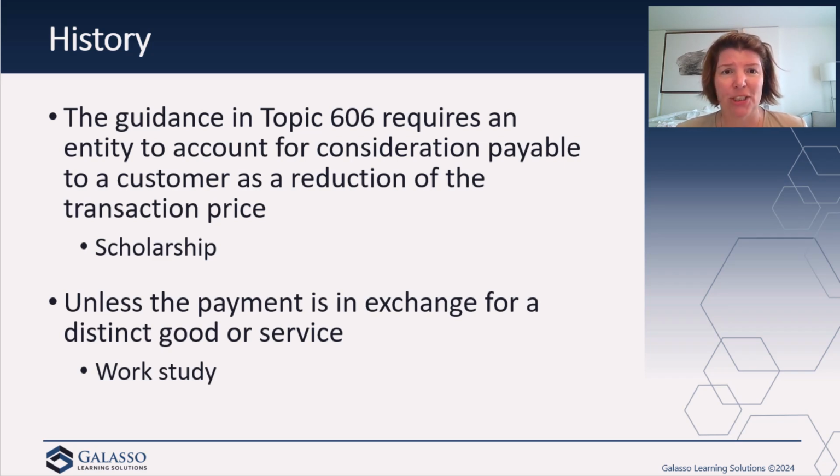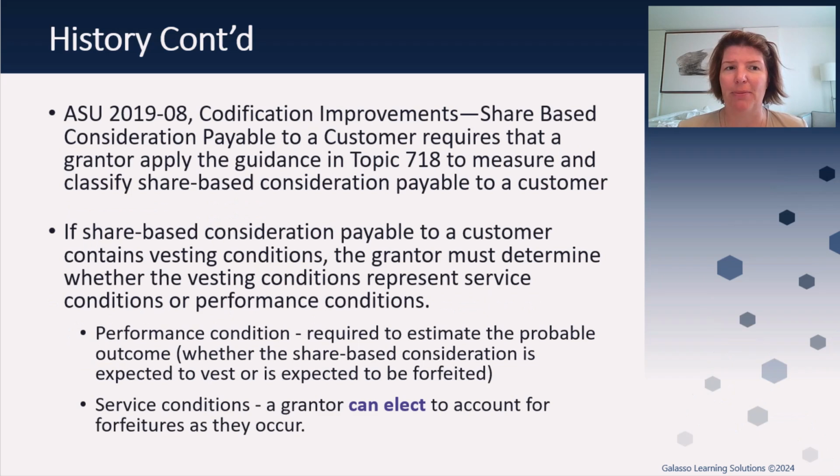Now, there is an exception to that when the payment is in exchange for a distinct good or service. So if you're buying something from the customer, in reverse, and you are now becoming the customer. In this scenario, take work study. If a student is working for the university, that payment obviously does not offset revenue, because they're doing it in exchange for their service on campus. So that's the background on topic 606 when we have consideration payable to a customer.